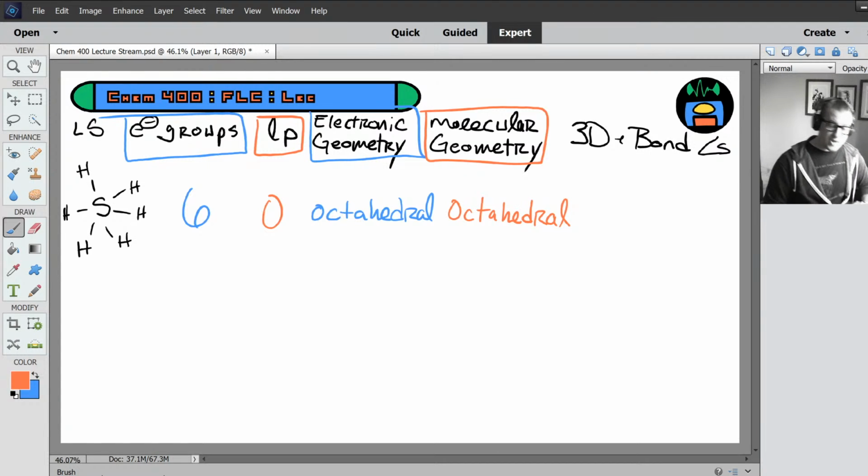All right, so now the question is, how do you draw an octahedron? How do you draw the octahedral geometry? And the answer is there's 2 ways to draw this thing, and I'm going to show you both ways. Either is perfectly correct. I don't know why I put a carbon in the center, because we are dealing with sulfur.